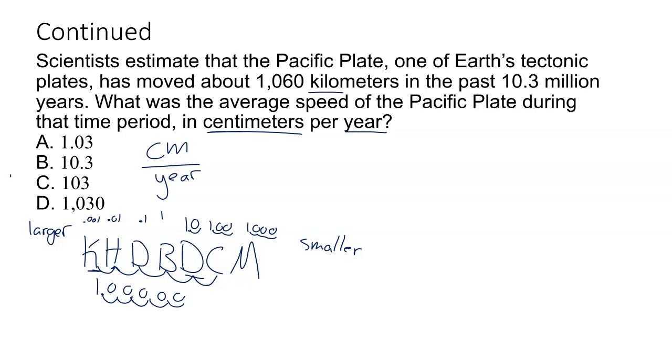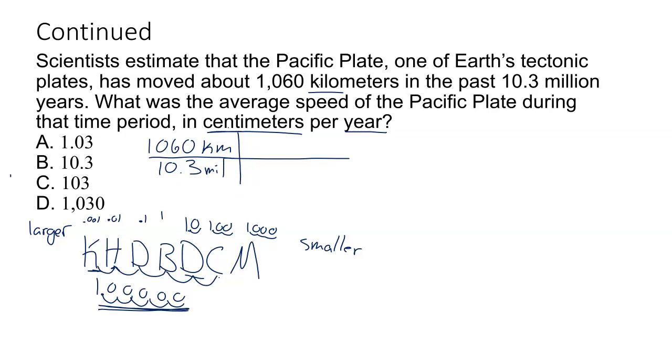So if I'm trying to go from kilometers to centimeters, I'm going to have a whole lot more centimeters when I move down. So our conversion, we're going to start with our kilometers over 10.3 million years. And to get our kilometers to centimeters, we have to use this conversion. Well, there are 100,000 centimeters in 1 kilometer. So I'm going to set up, it's essentially a proportion. Stoichiometry makes it a little bit easier.